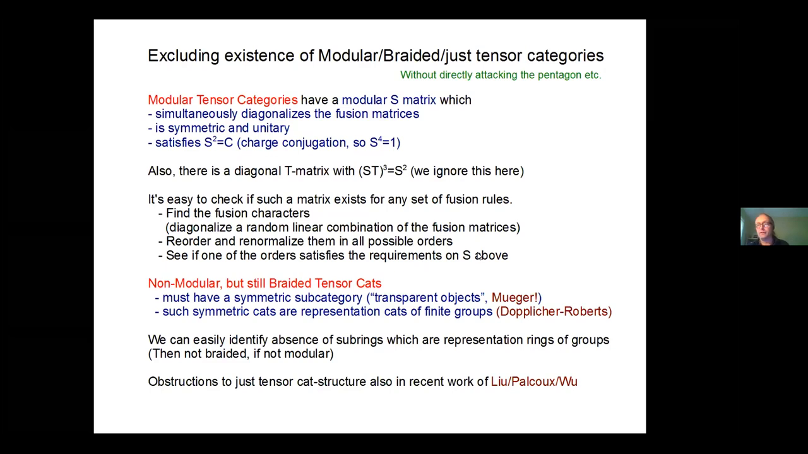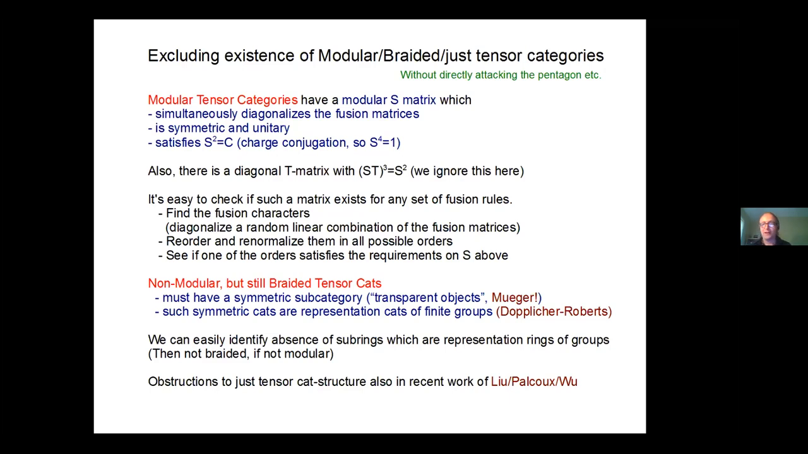Now, similarly, you can look at non-modular tensor categories, but which are graded. So we know that they must have a symmetric subcategory, the so-called transparent objects, which grade trivially with everything. It must be a non-trivial subcategory like that. And we also know that symmetric categories are representation categories of finite groups, by the Doplicher-Roberts theorem. So we can quite easily identify the absence of such subrings. And then we know that if a theory doesn't have a subring like that, and it's also not modular, then it's definitely also not graded.